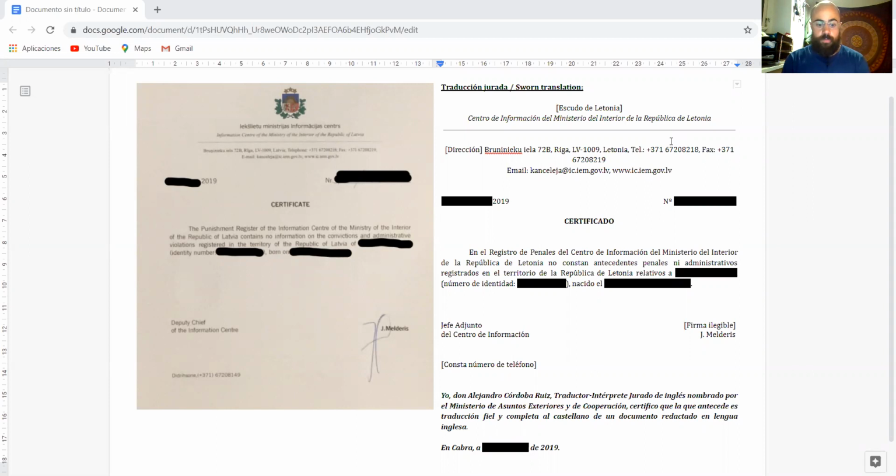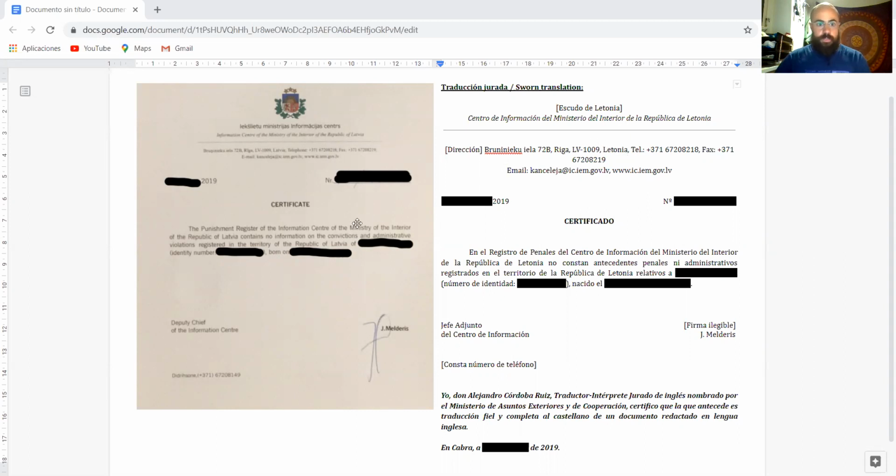During this video, we are going to analyze a very simple translation that I received last year, and I'm going to describe some of the things that I decide on how to translate for this type of translation. This is a sworn translation of a background check or a criminal record of a person that needed this document for traveling to Spain.